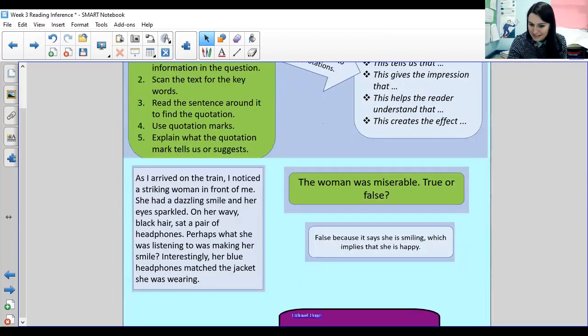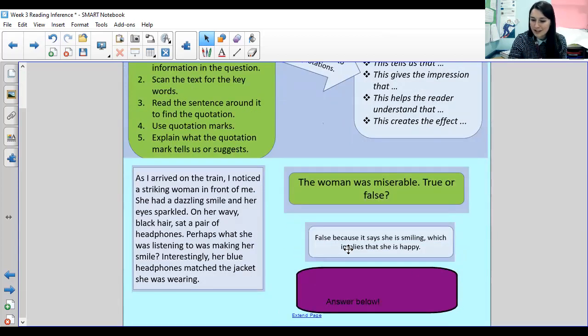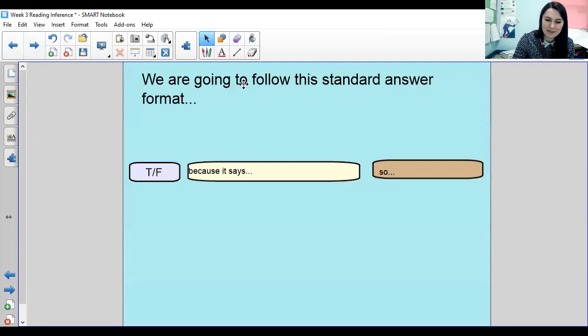False, because, oops, oh no, I've lost my answer. There it is. False because it says she is smiling, which implies that she is happy, or which tells us she is happy, or which suggests she is happy. So as a reminder, this is a brilliant format to use when answering inference questions. We say true or false because it says, and you give your answer, your quote, from the text, and then explain what that means. So false because it says she's smiling, so this means she is happy. And that structure will mean that you are always answering really clearly.